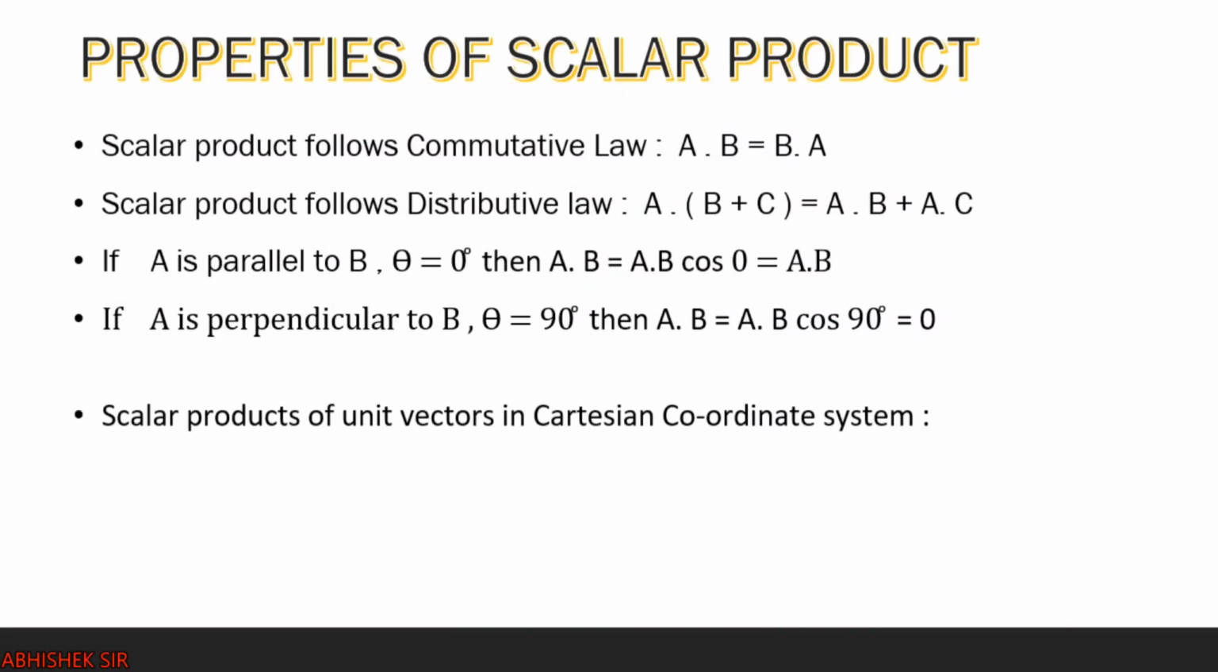Scalar product of unit vectors in Cartesian coordinate system. So let us talk about i, j and k. If you multiply i dot i or j dot j or k dot k, all of them will become 1. Okay, that means if you are multiplying 4i dot 4i, the result will be only 16, because i dot i will become 1. But if you multiply the perpendicular unit vectors, for example i dot j or j dot k or k dot i, the whole product will be 0. Clear? So these two rules you keep in mind.